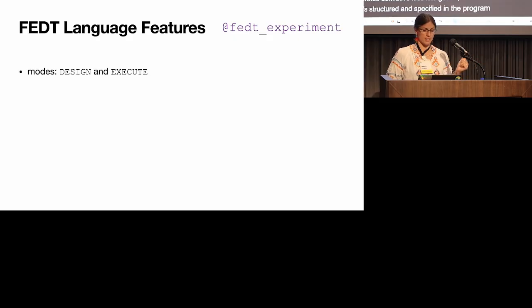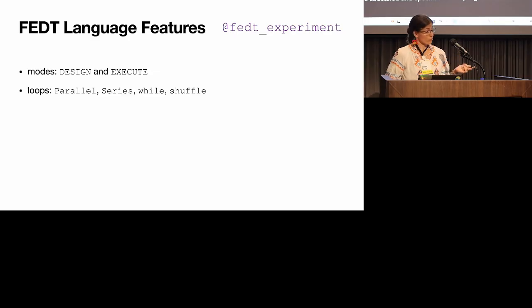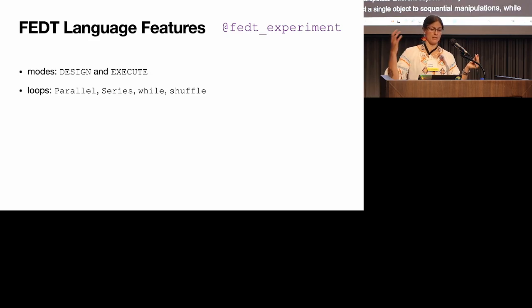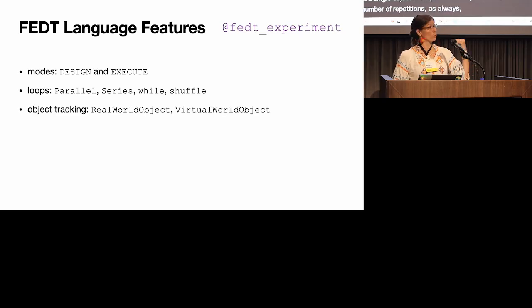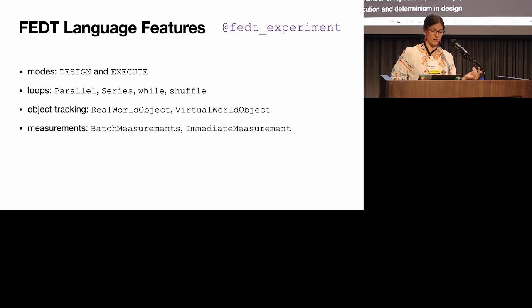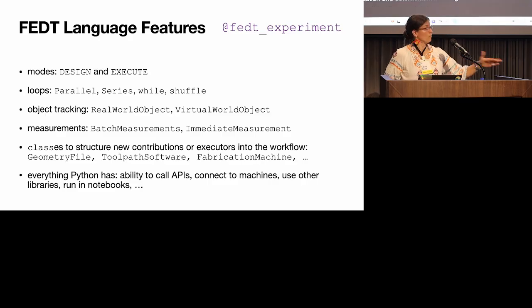I am really not able to go into detail in this talk, but briefly we support modes, as I talked about, the design and execute. We also have different loop control structures with randomness and determinism, which researchers can use to capture dependency and decisions between steps. So parallel is when I manipulate different objects in any order. Series is when I subject a single object to sequential manipulations. While captures an unknown number of repetitions, as always. And shuffle allows for randomness in execution and determinism in design. FEDT can also track real and virtual objects and their associated features and embedded design decisions. It has different methods for measuring. And since we're embedded in Python, we can do everything that Python does, call APIs, run in notebooks, et cetera.